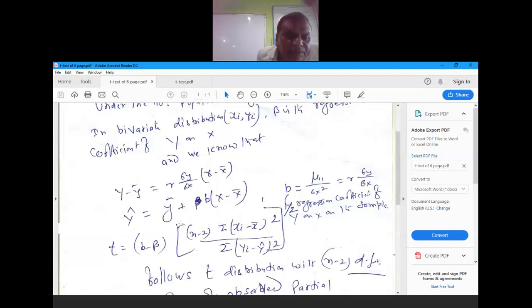So this is the statistic to test the significance of the population regression coefficient, that is beta. So t is equal to b minus beta under bracket n minus 2 into summation xi minus x bar whole square divided by summation yi minus y hat whole square, and whole to the power half. Remember, this bracket is to the power half, and this follows t distribution with n minus 2 degrees of freedom.